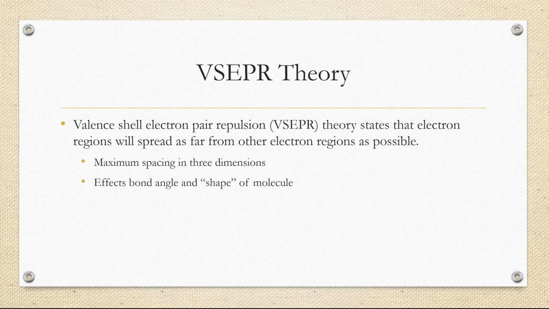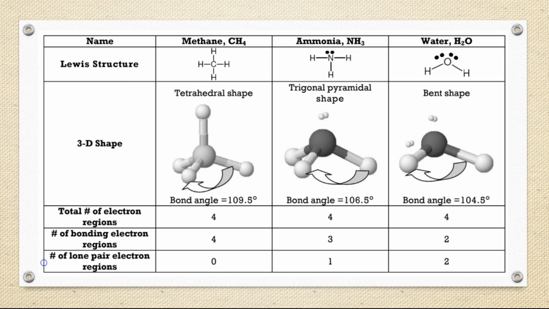The VSEPR theory stands for valence shell electron pair repulsion theory. What this states is that electron regions will spread as far from other regions as possible. They essentially try to maximize the spacing in 3 dimensions, and that affects our bond angle and what we call the shape of our molecule. Some examples you guys will get today on your ChemQuest, this is a little snapshot of part of the front page, are some of the different types of molecules we've drawn in class in terms of their Lewis structure.